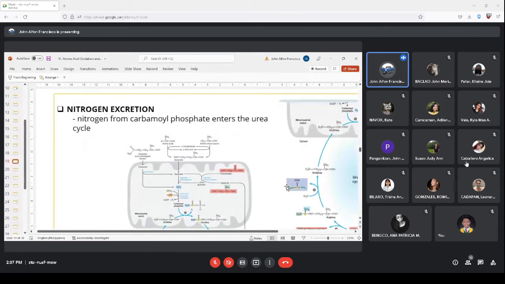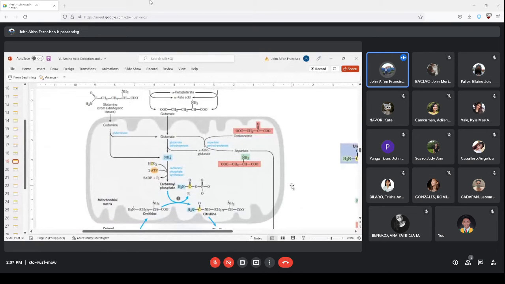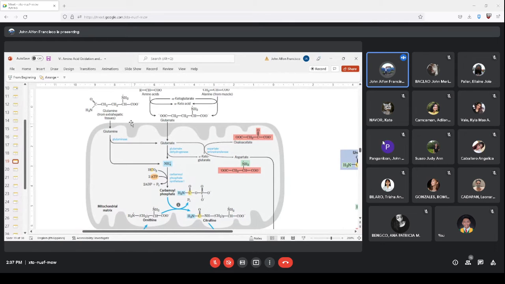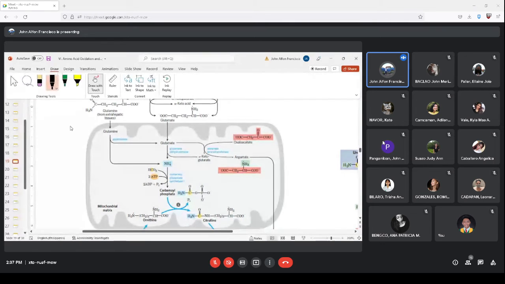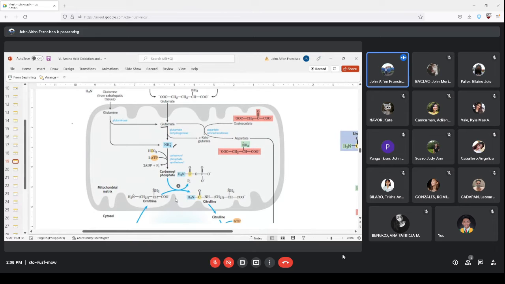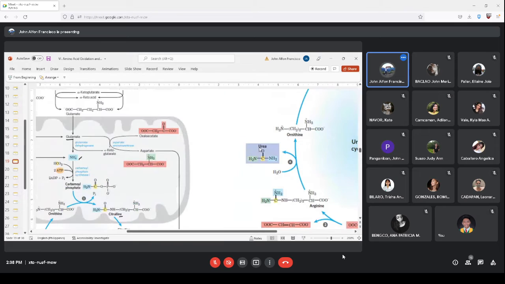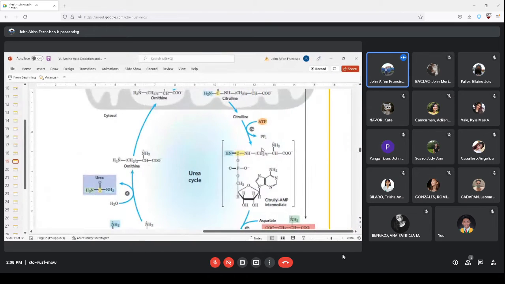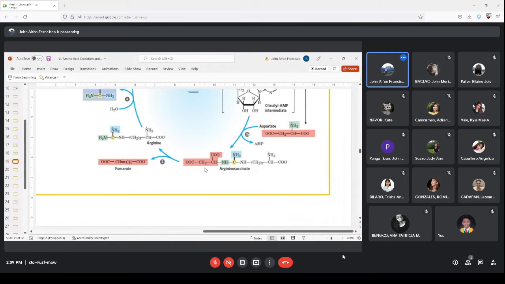So, what happens here, ayan, ito yung kanina, inside the mitochondria, now you have the glutamate, and this glutamate will give off your ammonia. So, this ammonia should be converted to carbamyl phosphate, and this carbamyl phosphate, reactive carbamyl phosphate, will react with ornithine to form citrulline. Si citrulline naman is the one na compound that can exit your mitochondria, which will undergo urea cycle.